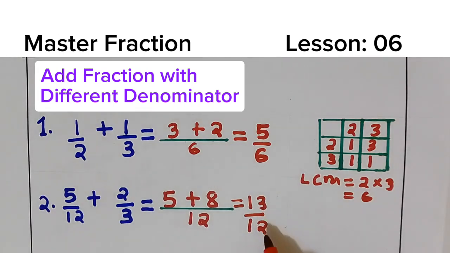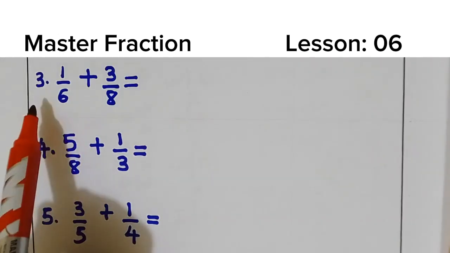But 13 over 12 is an improper fraction, so I'm going to change it into a mixed number, which is going to be 1 and 1 over 12, from which 12 multiplied by 1, we get 12, plus 1, we get 13 over 12. Let's do question number 3.